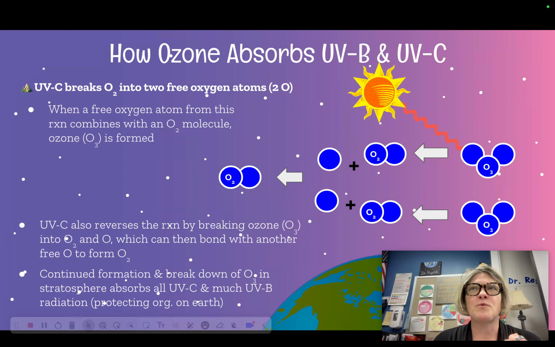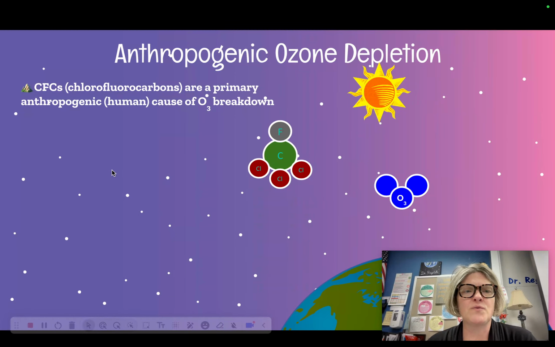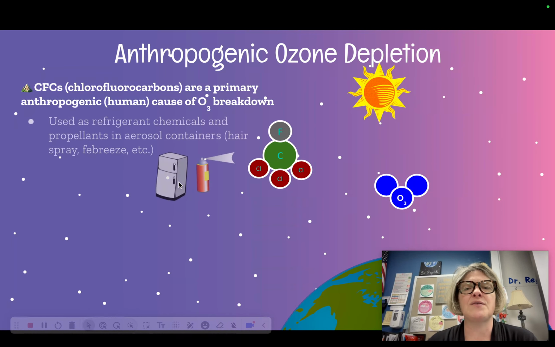It also absorbs most of the UVB, like we saw in the previous picture on the previous slide, and so that just protects our planet, which is fantastic. Now, of course, there's man-made ways that we break down the ozone layer, and so the number one thing that you need to know for APES is this molecule called a chlorofluorocarbon. It's the primary anthropogenic human cause of O3 breakdown. You do need to know the term anthropogenic. I've been telling you all that all year, so make sure that you know that term for this unit.